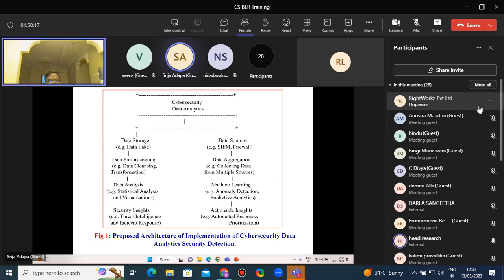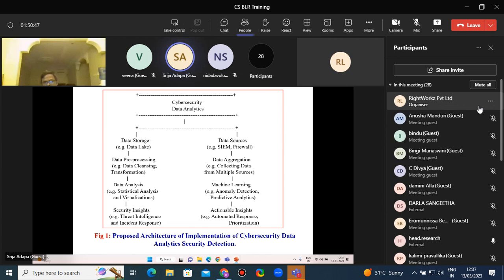Here data storage in cybersecurity refers to the process of securely storing and managing the data. Here the data is stored in a data lake, where a data lake is a large and centralized repository that stores a large amount of raw data in its native format, and it allows organizations to store, process, and analyze a vast amount of structured and unstructured data.